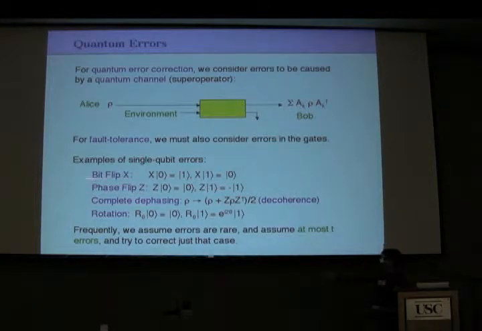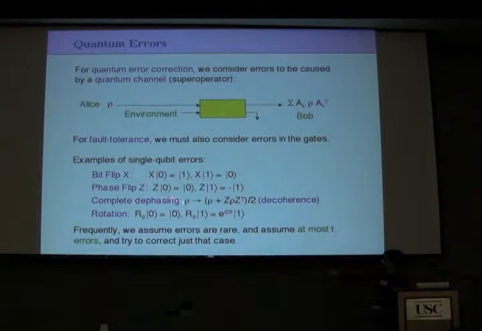Okay? But of course, since this is a quantum state, we also have to worry about what happens to superpositions, and we have to worry about phases. And in fact, we could have a phase flip error that takes 0 to 0, and 1 to minus 1. Okay? But there's more than that, right? These are both unitary operations. We have to worry about non-unitary operations that interact with the environment and then discard some qubits.